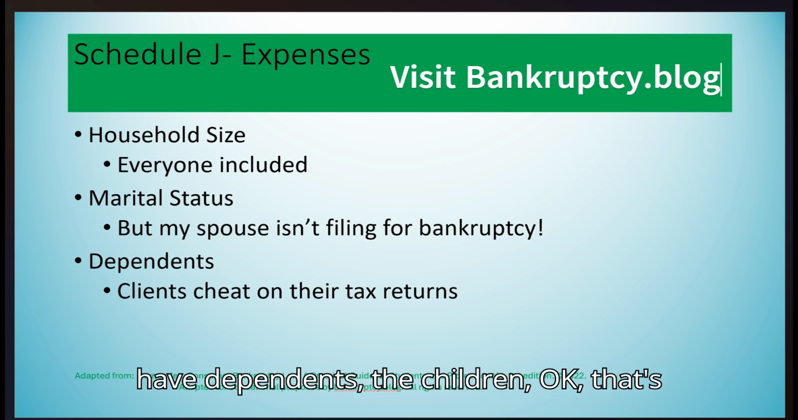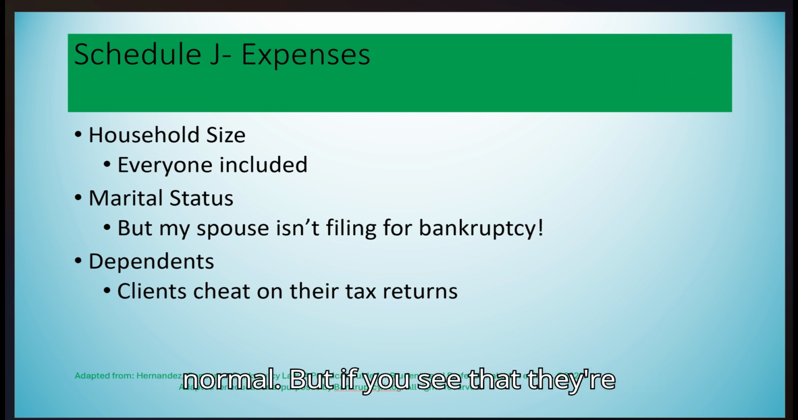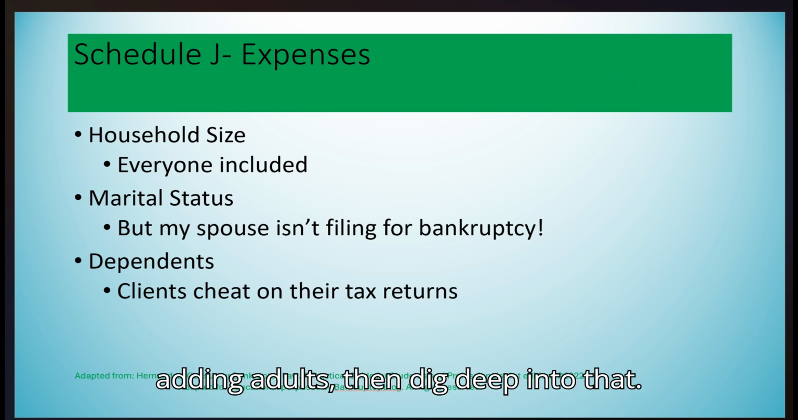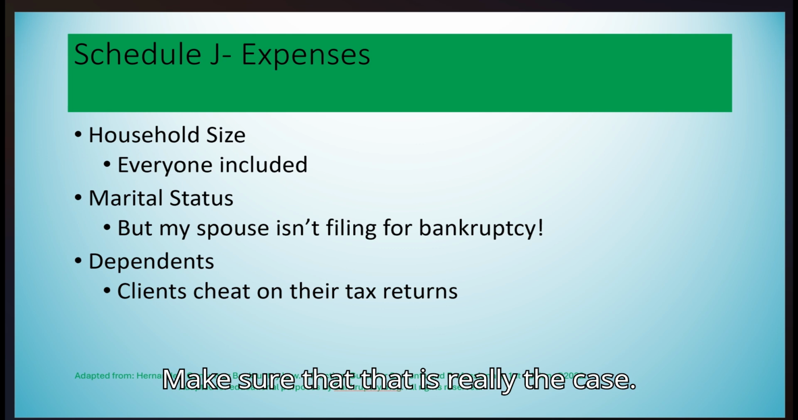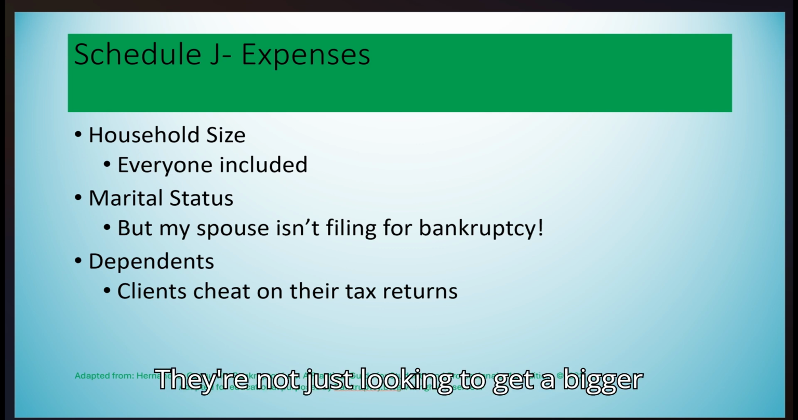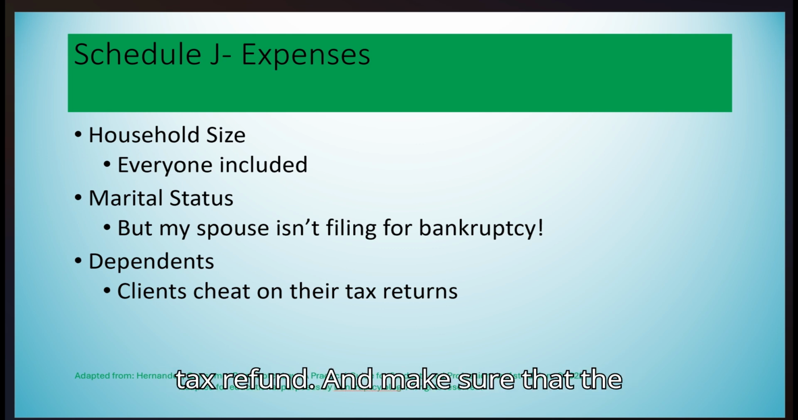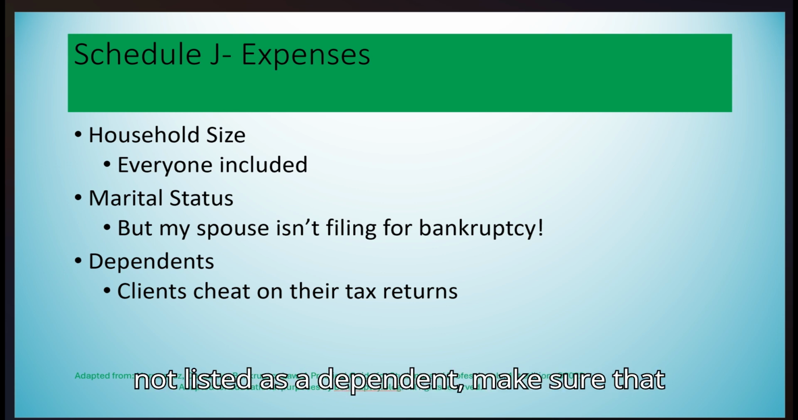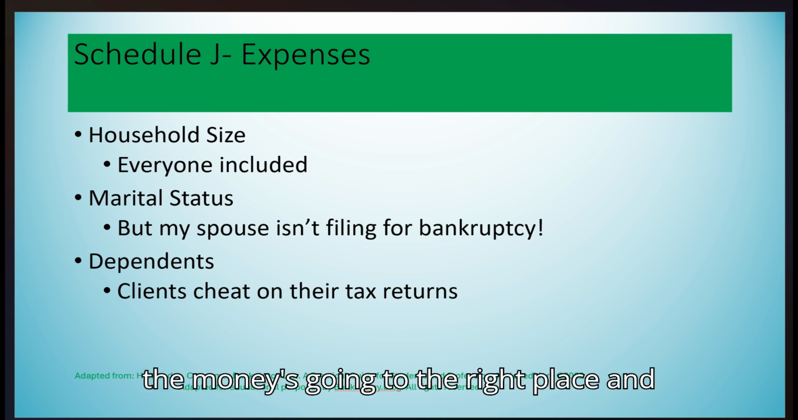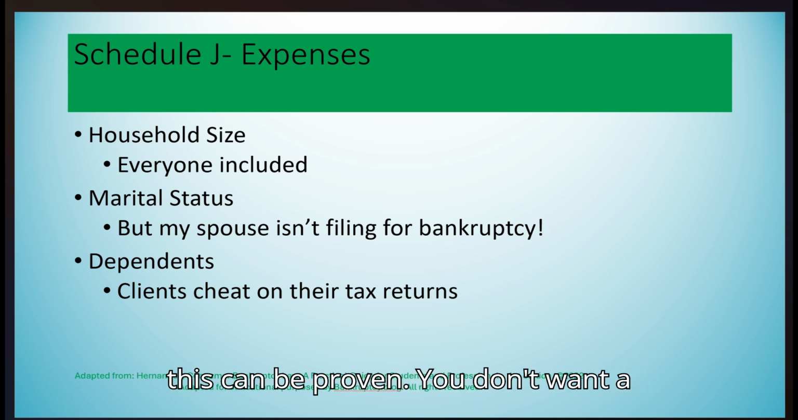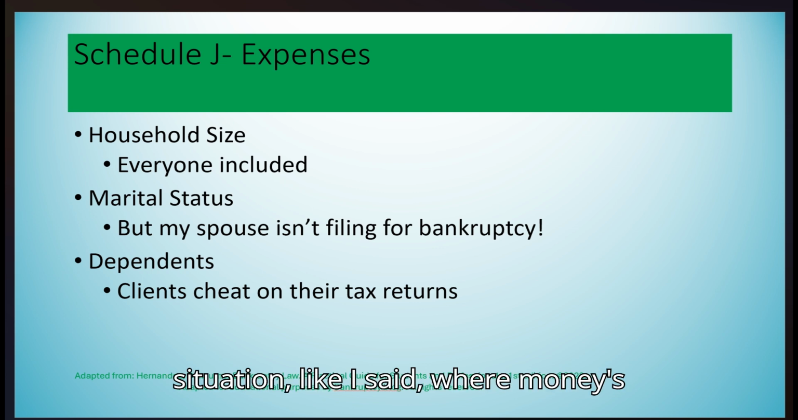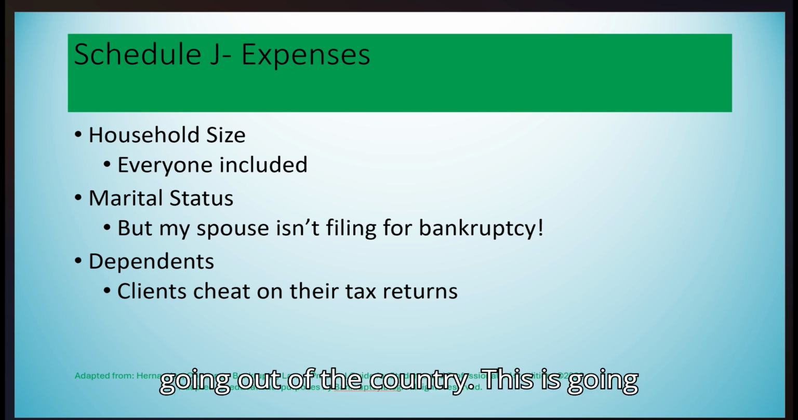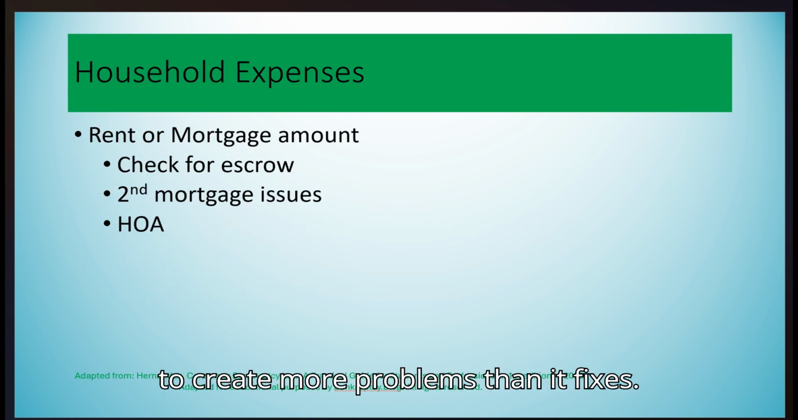They're going to have dependents, the children. Okay, that's normal. But if you see that they're adding adults, then dig deep into that. Make sure that that is really the case. They're not just looking to get a bigger tax refund. And make sure that the numbers are not exaggerated. If they're not listed as a dependent, make sure that the money's going to the right place, and this can be proven. You don't want a situation, like I said, where money's going out of the country. This is going to create more problems than it fixes.